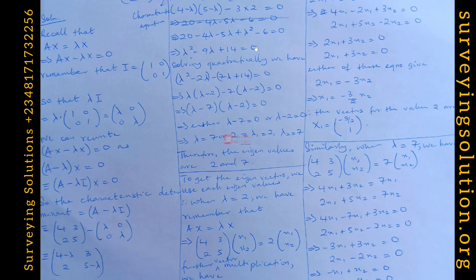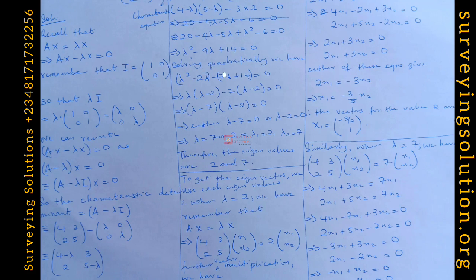Now we are going to solve this as a quadratic equation because it is actually a quadratic equation. So solving quadratically, the idea is that we need two numbers that their sum will give us this middle term, and then their product will give us this last term, right? Good. So the two numbers we identified were minus 2 and minus 7. So minus 2 minus 7 will give us minus 9. And then minus 2 times minus 7 will give us plus 14, right? Good. So those are the roots.